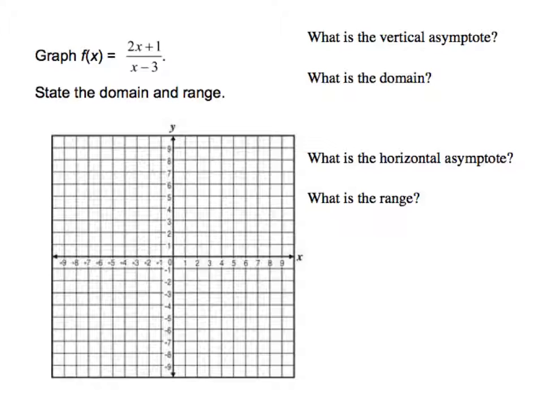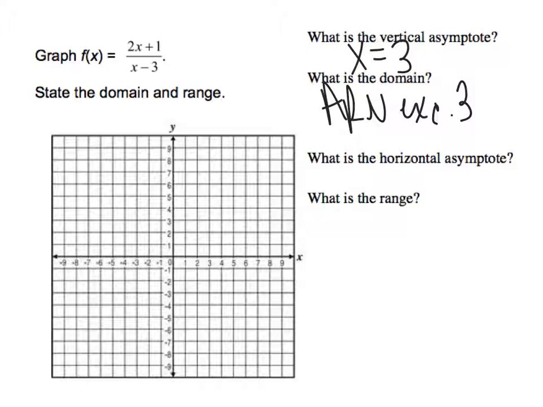So looking at an example of this, the vertical asymptote, again, is where your denominator equals 0. x minus 3 equals 0 would mean that x equals 3. Your domain is all real numbers except 3. Your horizontal asymptote is going to be the coefficients of x. In this case, that's 2 over 1. So your horizontal asymptote is going to be y equals 2. And the range is all real numbers except 2.